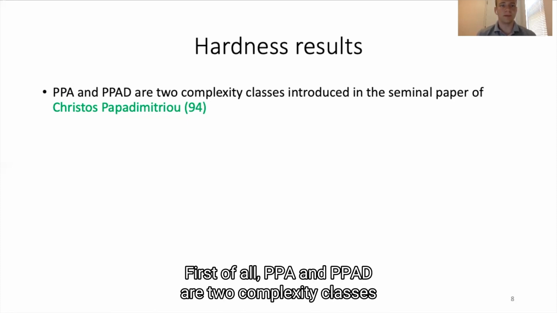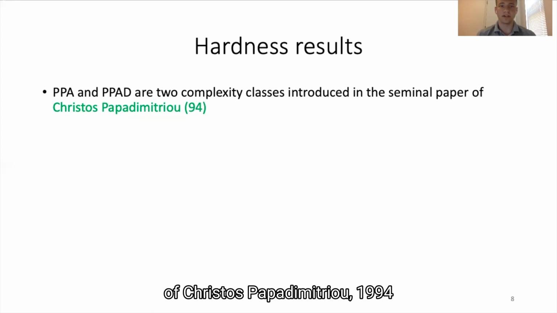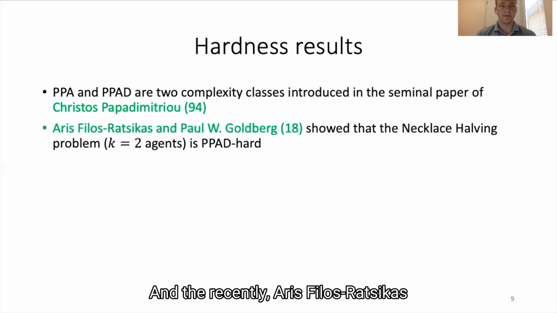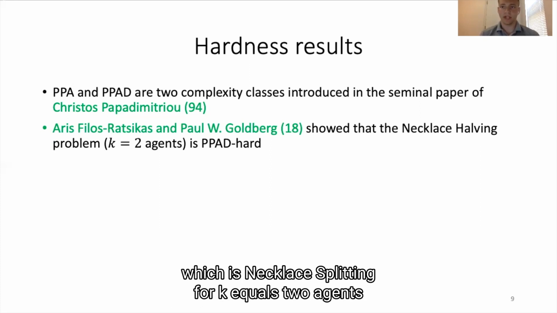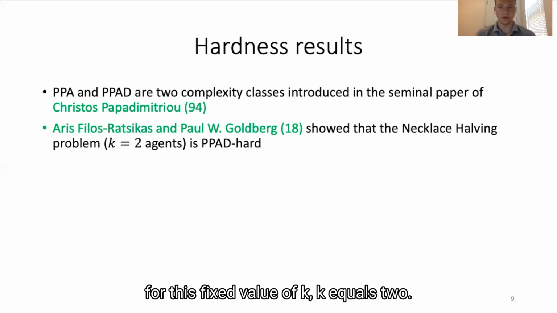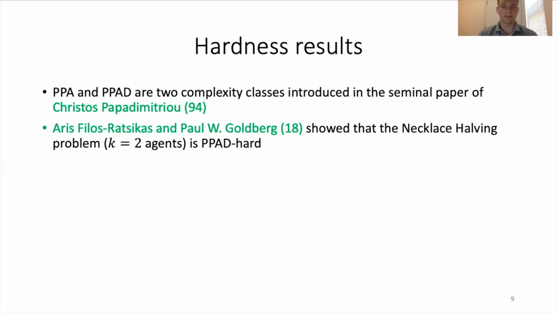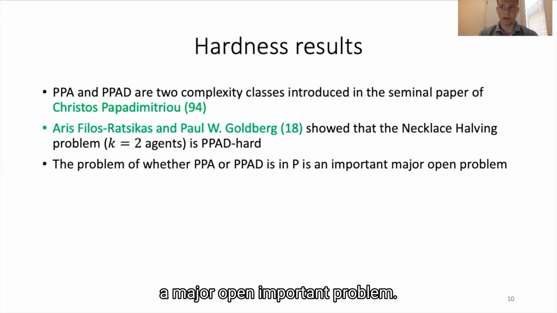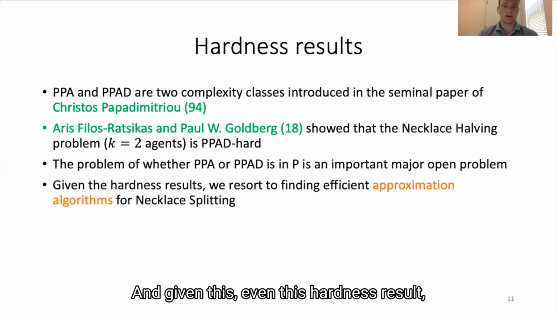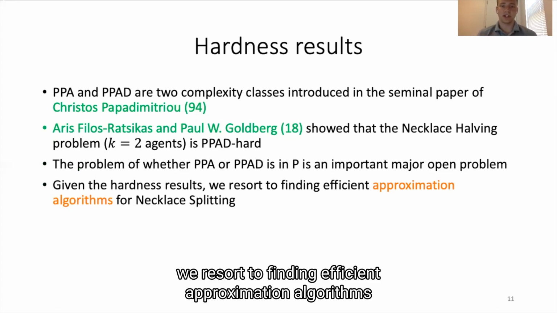First of all, PPA and PPAD are two complexity classes introduced in a seminal paper of Christos Papadimitriou, 1994. And recently, Aris Filos-Ratsikas and Paul Goldberg in 2018 showed that necklace halving, which is necklace splitting for k equals 2 agents, is PPAD-hard. Now, the problem of whether PPA or PPAD is in P is a major open important problem. And given this hardness result, we resort to finding efficient approximation algorithms for necklace splitting.